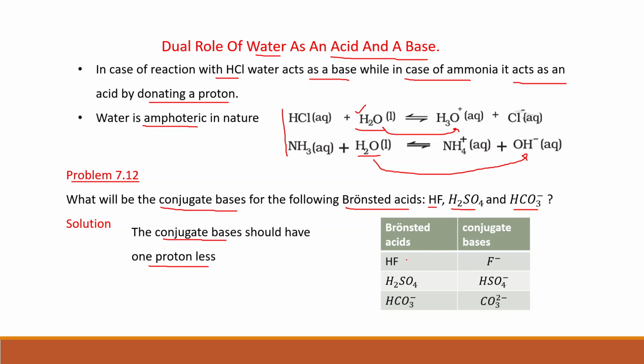HF is a Brönsted acid, and its conjugate base, when it loses the proton, will form F, and when it loses the proton it acquires one negative charge. That's why this is F minus. The same way, this is H2SO4. By losing a proton, this will convert into HSO4 minus, and it gains one negative charge. This is HCO3 minus. When it loses this proton, it will convert into CO3, and now it has two negative charges.